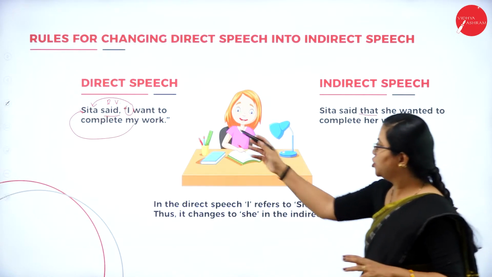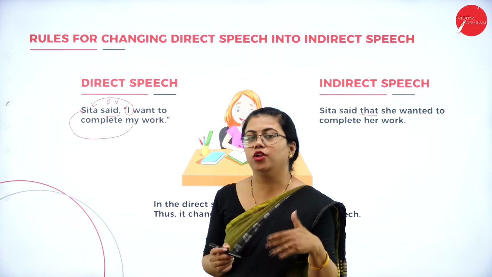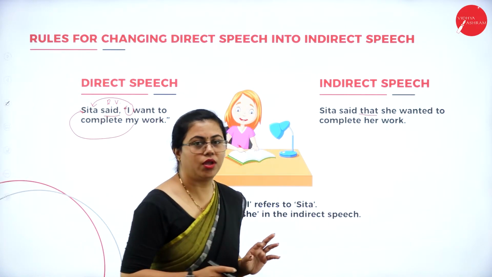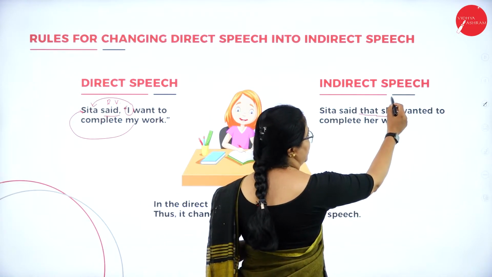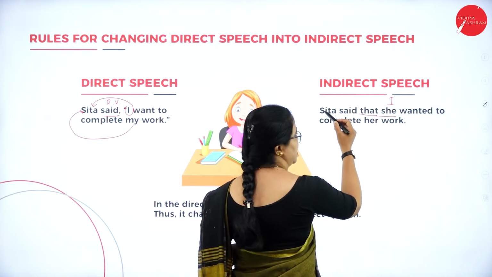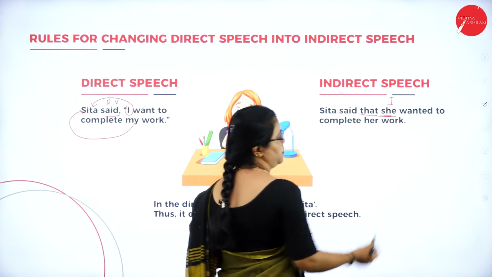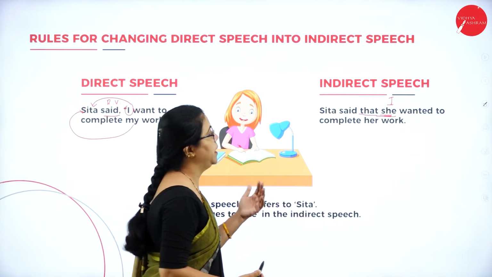Fine. So comma should be replaced by that. It's already a rule, and you will remove these inverted commas. Okay. So here Sita said that she, because in I is referring to Sita. Sita is a feminine gender, so you are writing she. Fine. She wanted to complete her work.